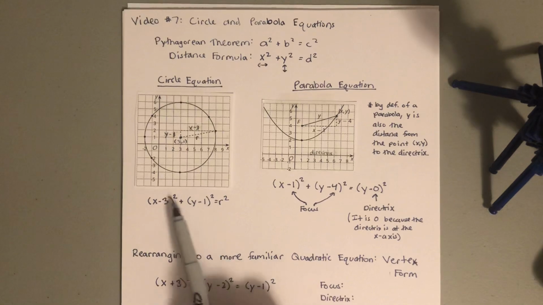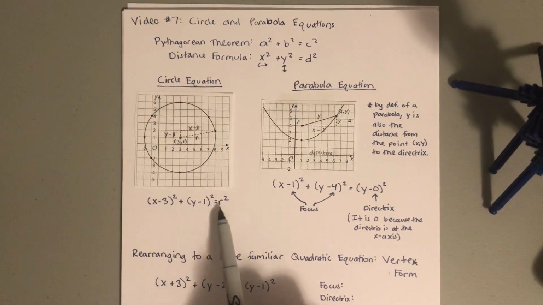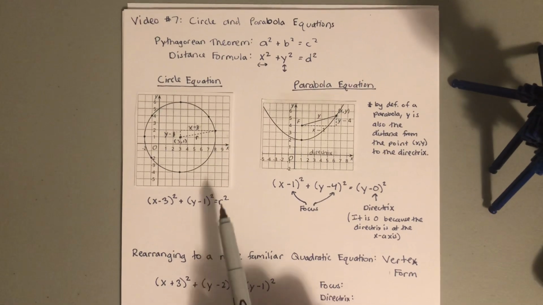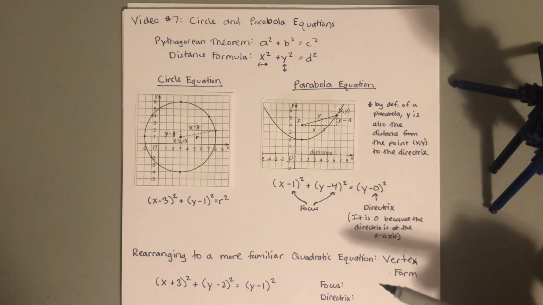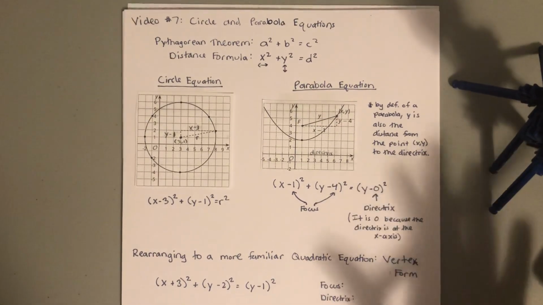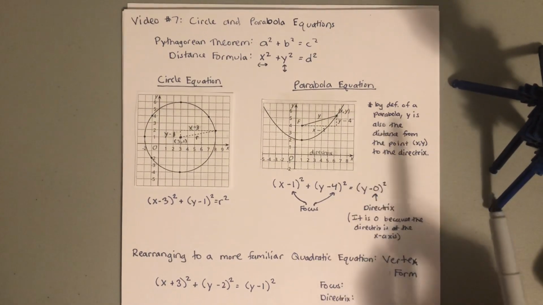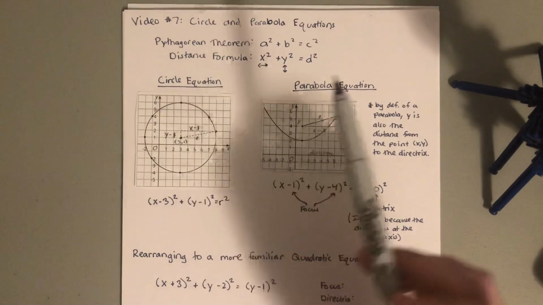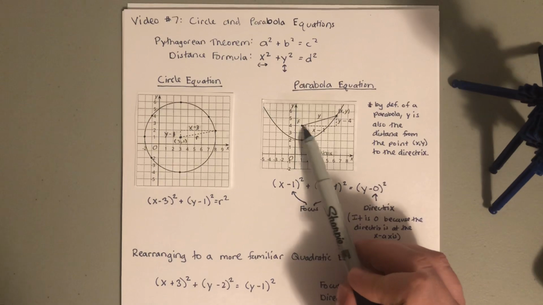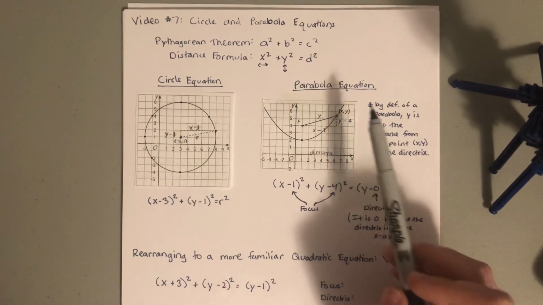This would be the center of the circle, (3, 1). R is the radius of the circle. Now we just know that it actually comes from this distance formula. Now over here, the equation of a parabola also uses that same idea of the distance between two points. Here it was this point and this point. Over here it's going to be the focus and the point on the parabola.